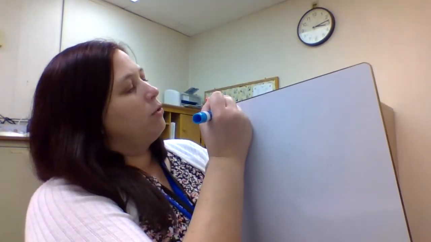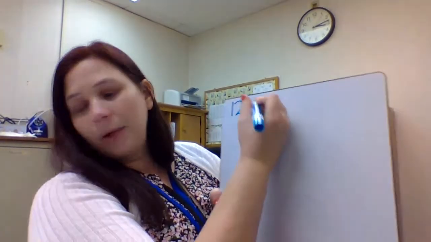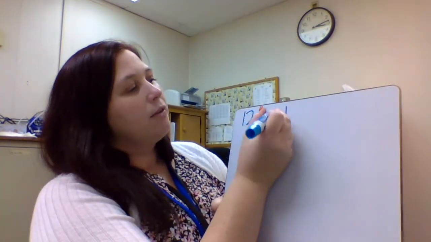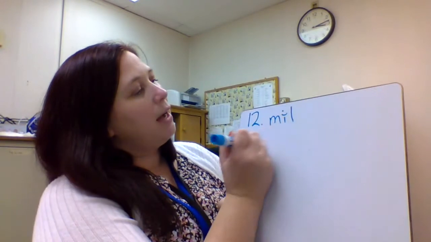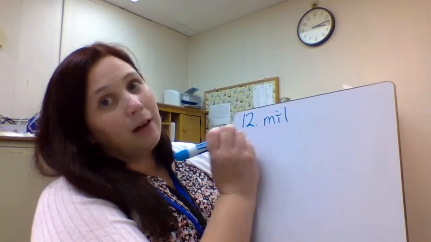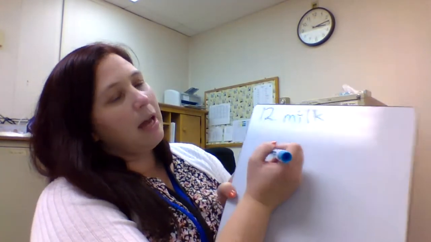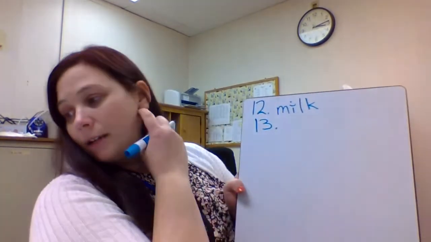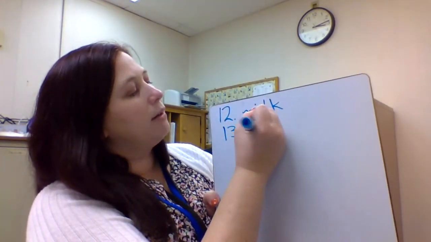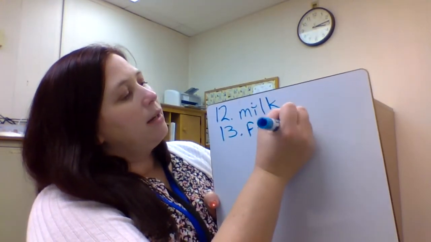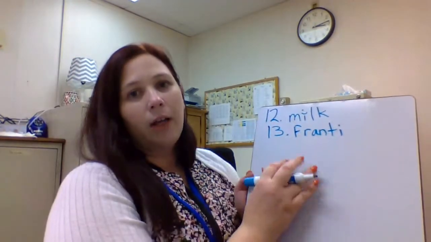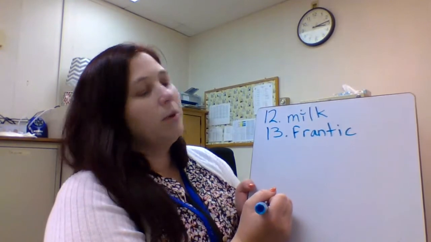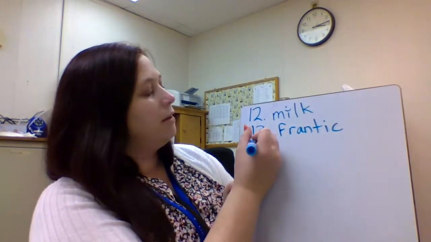Number 12, we have mil. It shows us that our I is the short sound, and then we're going to have a digraph at the end, so it's just a K. Milk. Number 13, we have frantic. Frantic. Is that two syllables? It is. So we know it's going to be a C at the end.